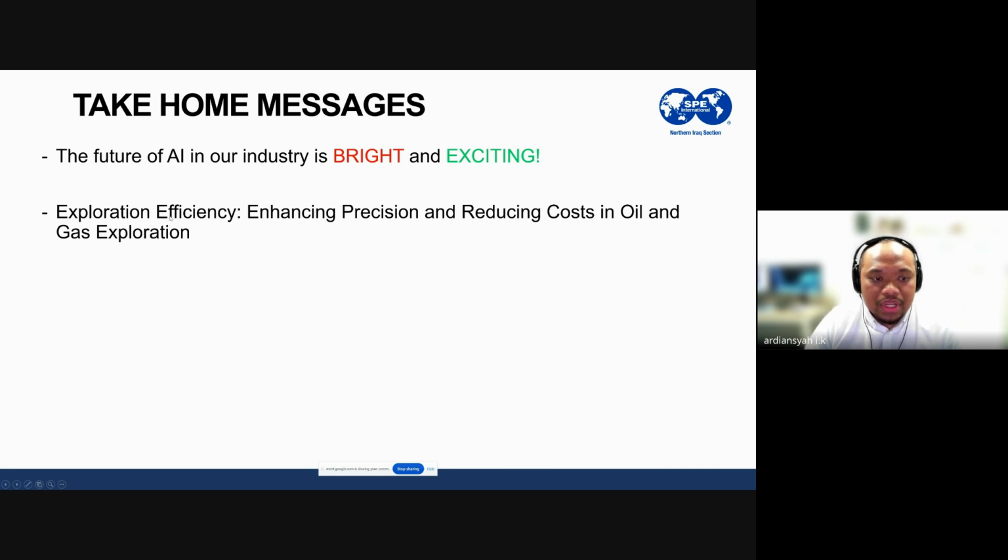Then the next point is, when you're using all this technology, the analysis and interpretation that we are doing become much more efficient. That's the whole idea. Again, the idea is never to replace the human or the experts, but at least we want to make it much more efficient and optimized. And so it will enhance the precision and also reduce the cost in terms of exploration.